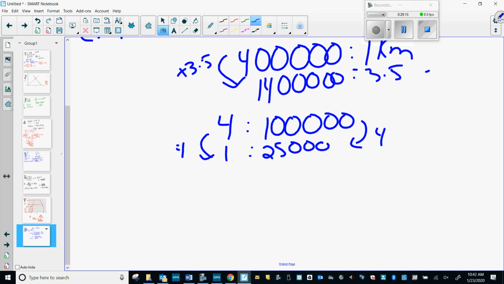Good. And I think the only real issue with some of those is that your converting measurements wasn't great. So we've got to remember that there are 100 centimeters in a meter and then 1,000 meters in a kilometer. Yes?